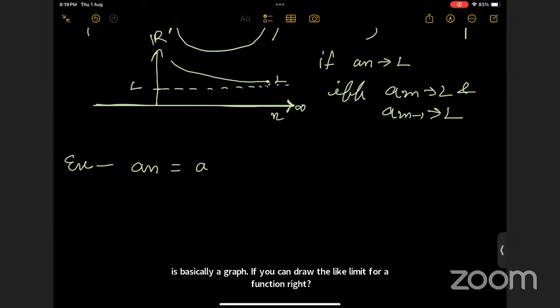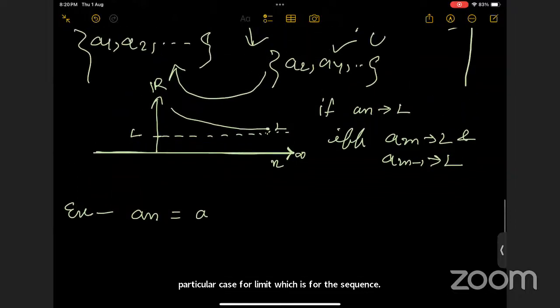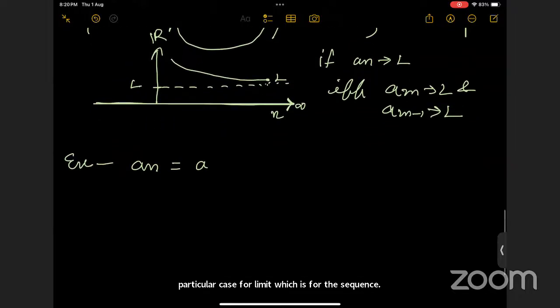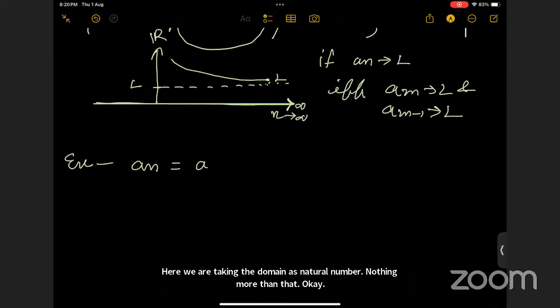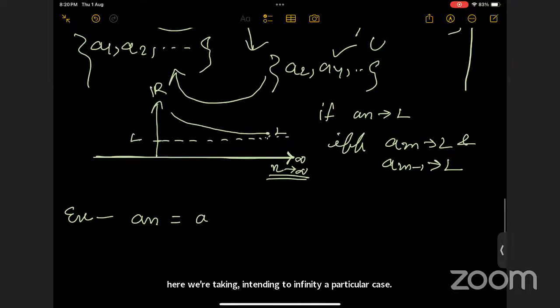Convergence is basically the same thing. Limit is for an arbitrary function, and convergence is a term we are defining. Convergence is basically a particular case of limit, which is for a sequence. Here we are taking the domain as natural numbers, nothing more than that. And here we are taking n tending to infinity, a particular case. And the graph will be the same as the limit. Fine?